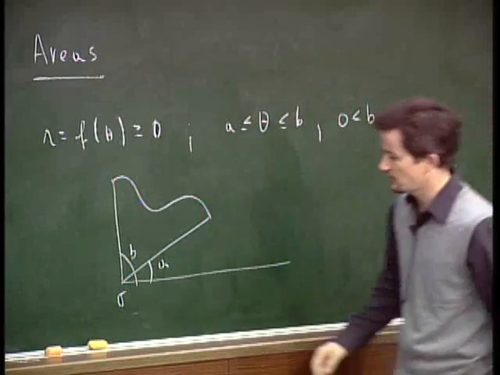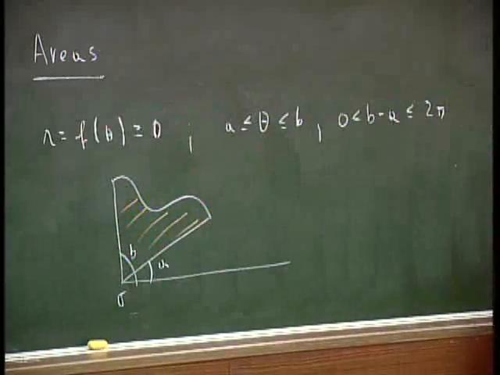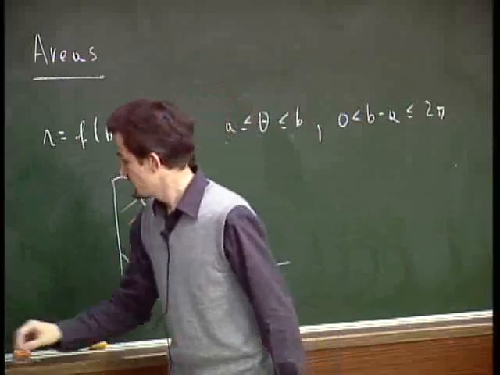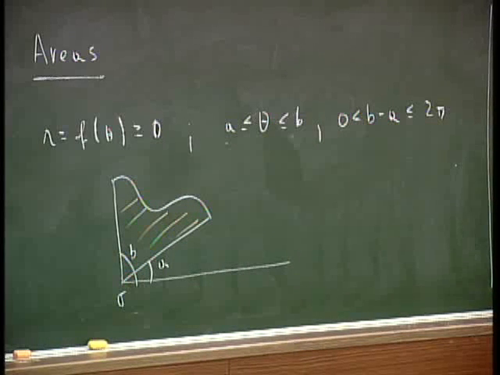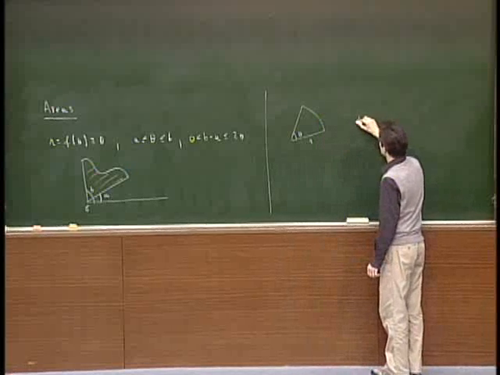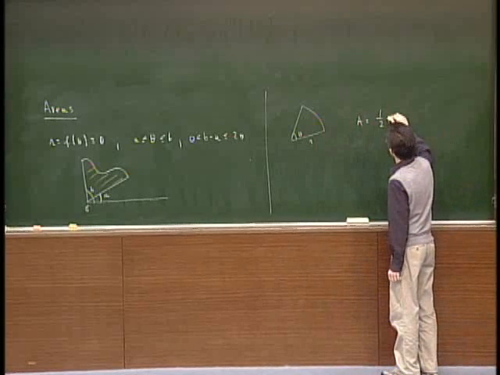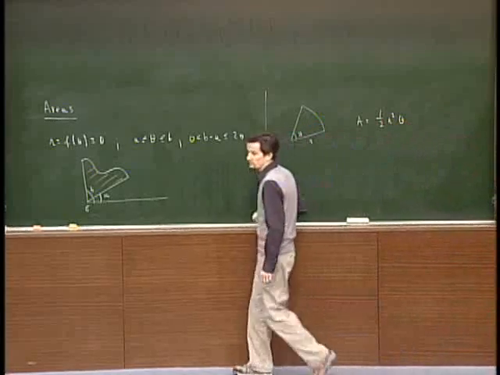Okay, so what we want to compute is the area of the region enclosed by the polar curve between A and B. Now, if you look at the more simple situation, namely a sector of a circle, so if this here is the radius and this here is theta, then we know that the area of the sector of the circle is equal to 1/2 times r squared times theta. So this would be for a circle.